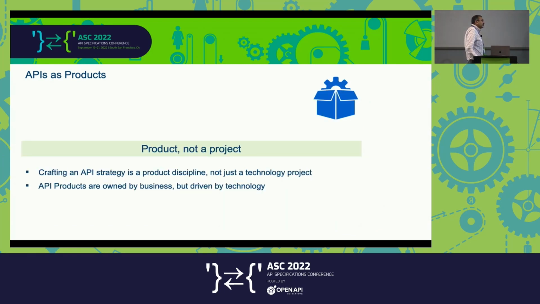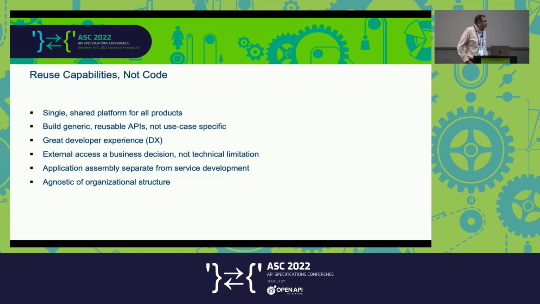Another thing is, we typically apply project management approaches to building APIs as products, and that's where things start failing. So it is a product discipline and not just a one-off technology product, and these products are owned by business and they are driven by technology. So we have to make sure that business owners are the drivers and responsible parties for API products, and that's the only way to have APIs and platforms show up as core business drivers.